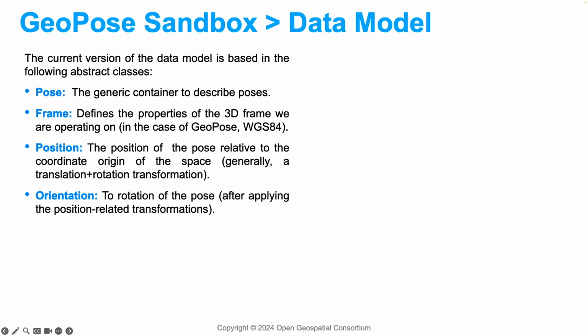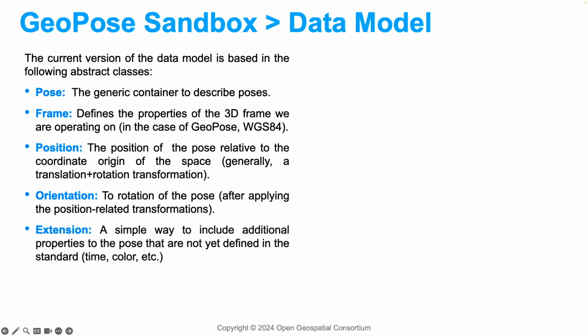And then the orientation, rather, the rotation of the pose after applying the previous transformation, so that we can use quaternions, but also pitch and roll. We can have look-at orientation, or those based on an angle and an axis. There are many different ways to do this.